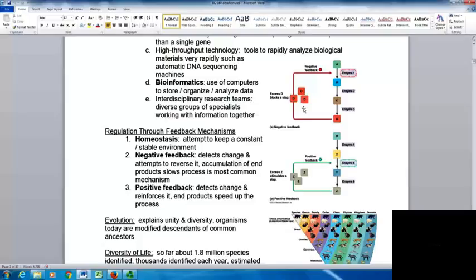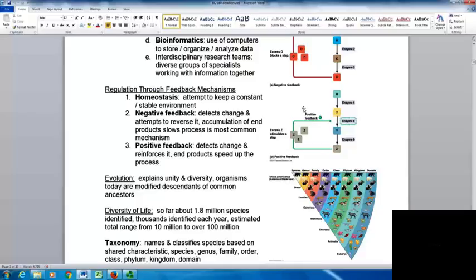With positive feedback, you detect a change and it reinforces it or speeds it up. So here it's showing where you have a product that's going to come along and give positive feedback to increase the production even more. There's only a few examples of these. One is human blood clotting. If you spring a leak in the system, you need to speed up the clotting reactions, or you will continue to lose blood. During the labor and delivery process, if you don't increase the uterine contractions, the baby's never going to come out. Those are pretty much the two examples that you'll find commonly used for positive feedback loops.